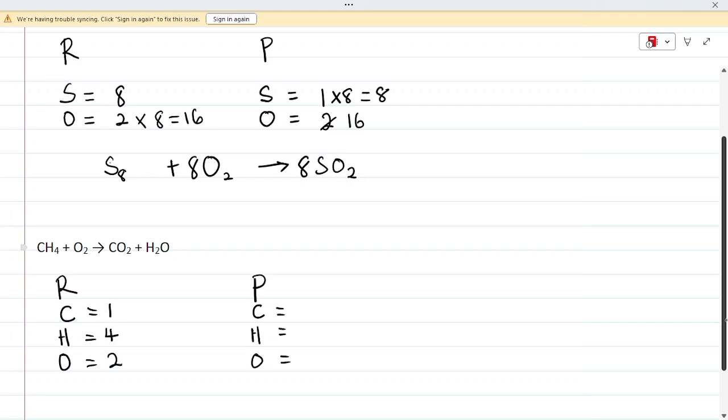On the product side, we have just 1 carbon. We have 2 hydrogens. You can see the subscript affects only the elements directly in front of it. So we have 2 hydrogens. And then for oxygen, remember on the product side, you are adding everything on the product side. We have 2 from here and we have 1 from here. So our oxygen becomes 2 plus 1. So we have a total of 3 oxygens.